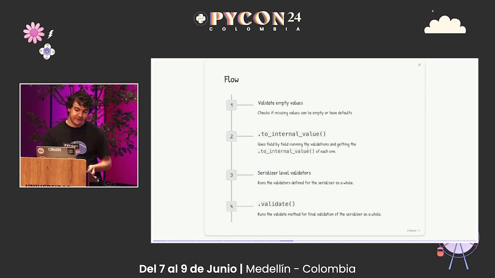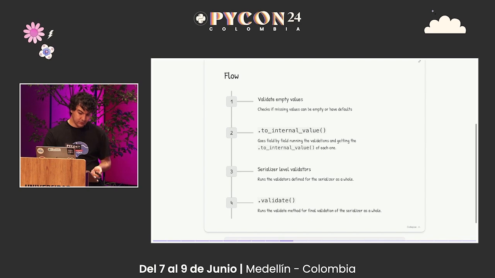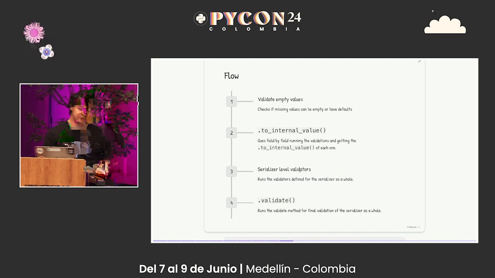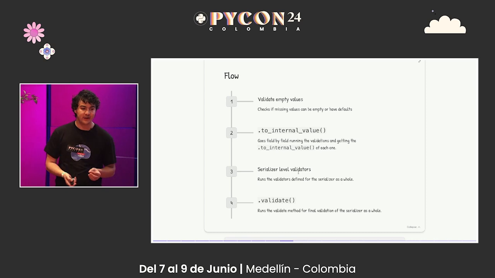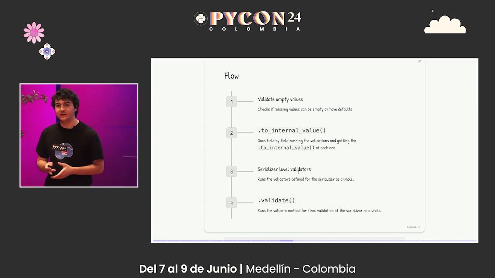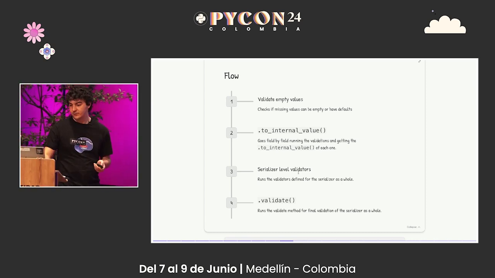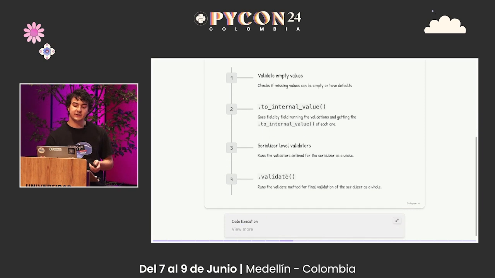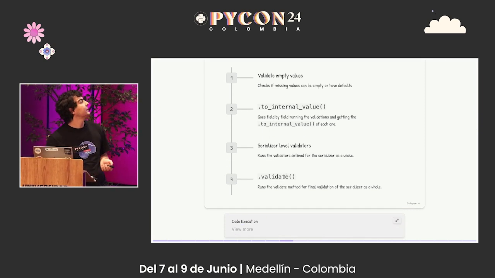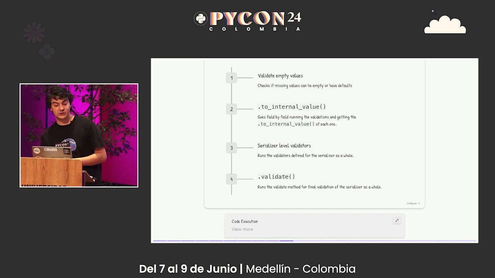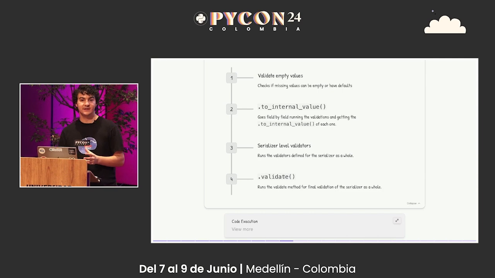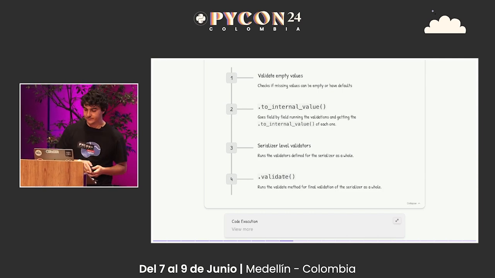After the internal value, you can define in the meta of the serializer some extra validators that work through all the data, and they go afterwards. And finally, the validate method. The validate method, you can define it, you can override it, and it's for working with the data as a whole. It's the final step, so you can assume that the data field by field has already been validated.